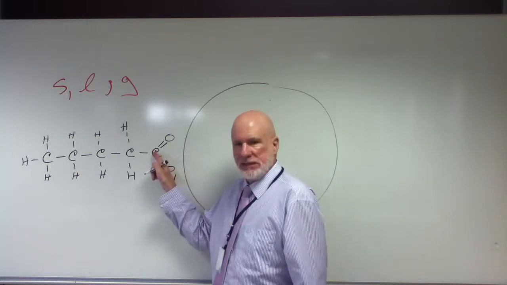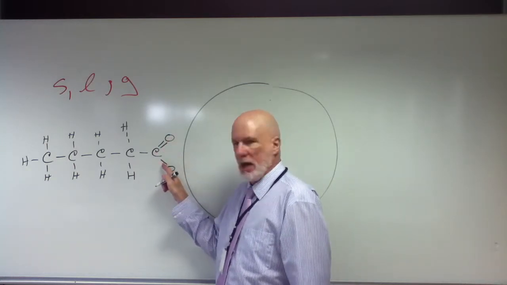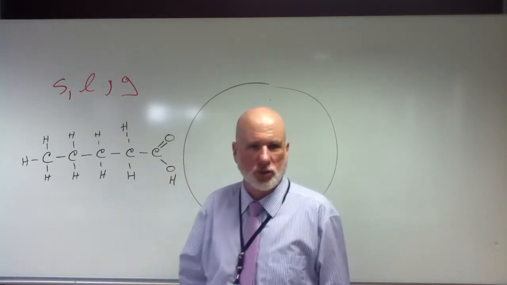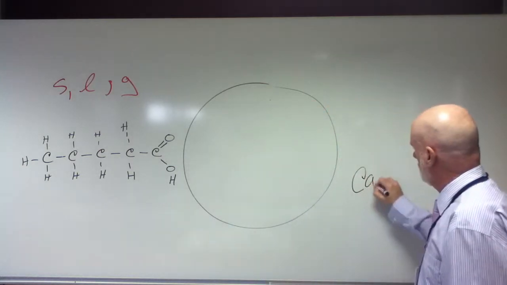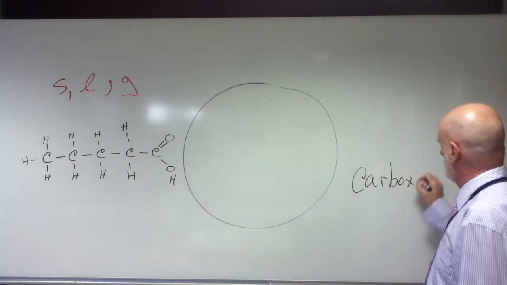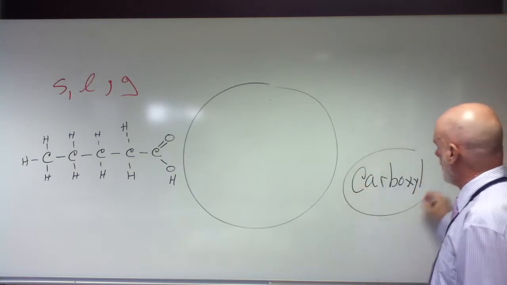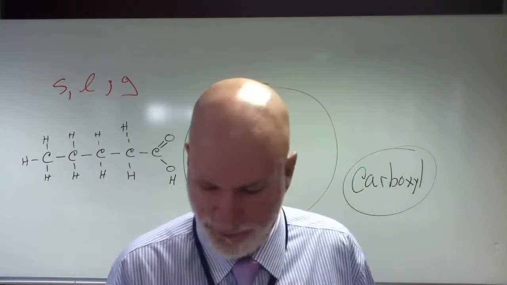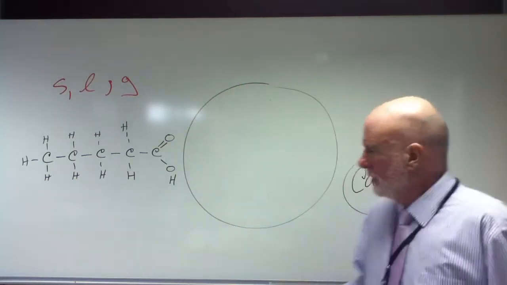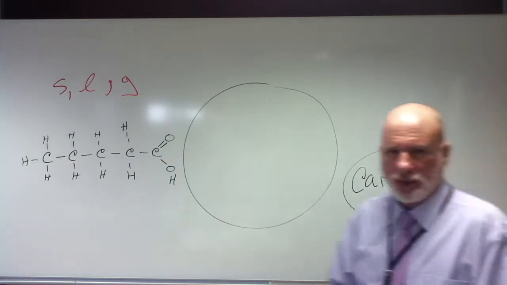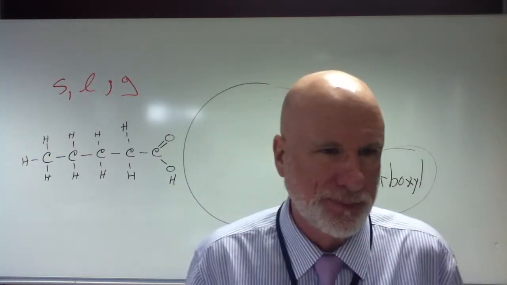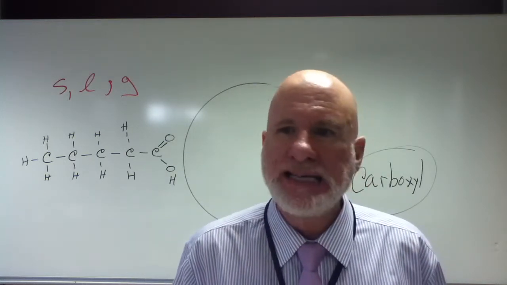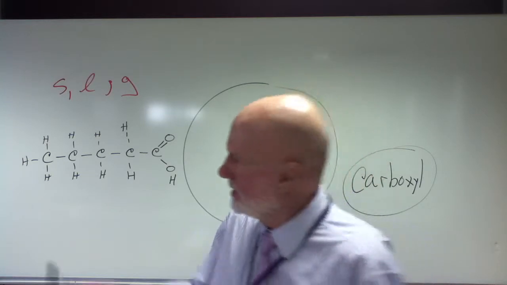So you see this C, double bond O, bond H. This is called a carboxyl group. Carboxyl group. In organic chemistry, we call it a functional group. Have you heard of acetic acid? Acetic acid is an acid because of that group.